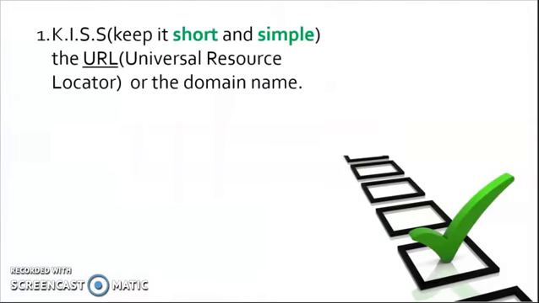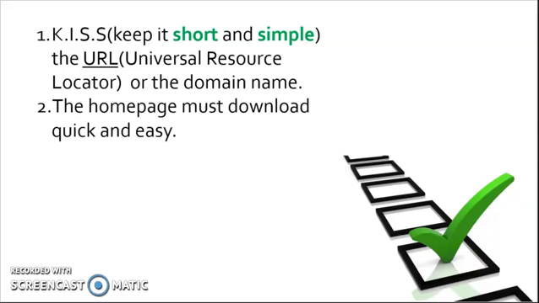The first one is the KISS, or keep it short and simple. KISS the URL, or the Uniform Resource Locator, or the domain. Next, the homepage must download quick and easy. Keep the homepage small so it downloads easier and quicker. That answers your question, why does Google.com keep that minimal homepage? That also answers why the Yahoo homepage contains fewer images.